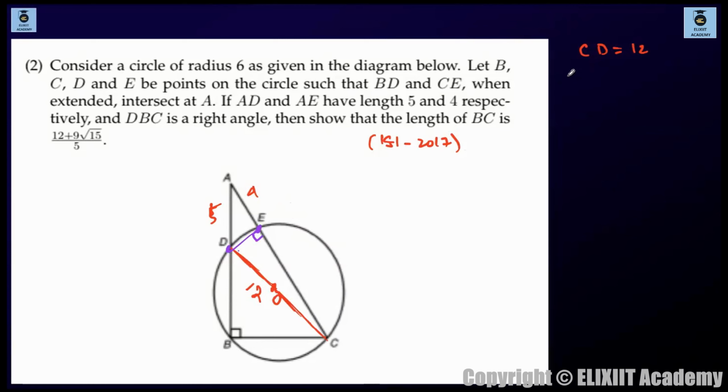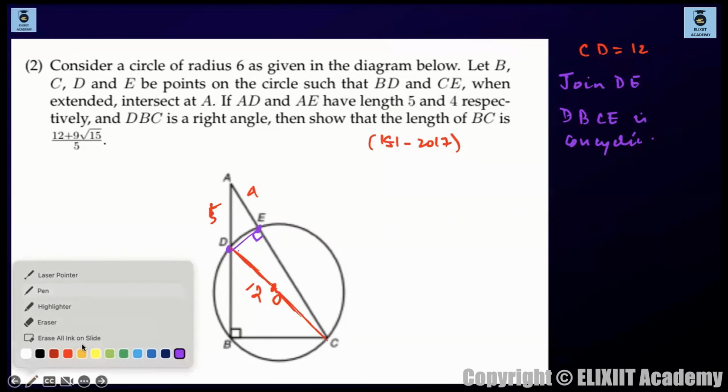Okay, so what I'm doing is joining DE. After joining DE, what we are getting is that BCDE, or DBCE, is a cyclic quadrilateral. It's concyclic. This much we can generate. But what is the benefit? One more thing we can find out is this length also. Let's see one by one.